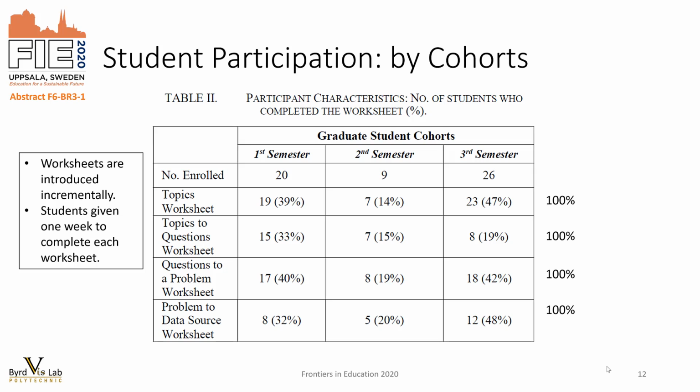Students are given 1 week to complete each worksheet. 47% of the topics worksheets were completed by the 3rd semester cohort of students. 33% of the topics to questions worksheet was completed by the 1st semester students. 42% of the questions to a problem worksheet were completed by the 3rd semester students. 48% of the problems to a data source worksheet was completed by the 3rd semester students.